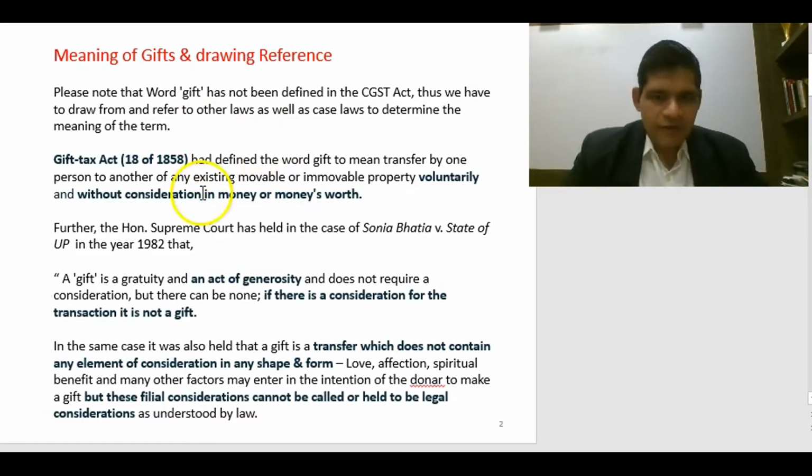Now let's refer to the Gift Tax Act, which defines gift to mean transfer by one person to another of any existing movable or immovable property voluntarily without consideration in money or money's worth. So the word gift has not been defined in the CGST law, so we have to refer to other case laws and other places to define its meaning.